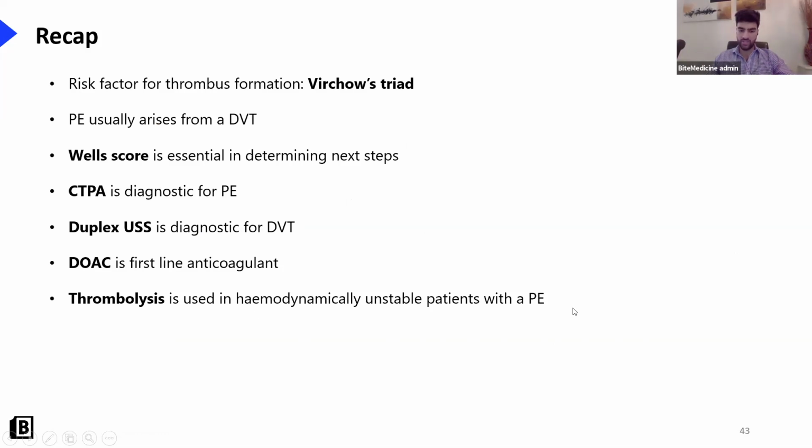Thrombolysis is used for hemodynamically unstable patients with a PE. And the other change in the guidelines is how you follow up patients with regards to investigations for cancer, as we've discussed.